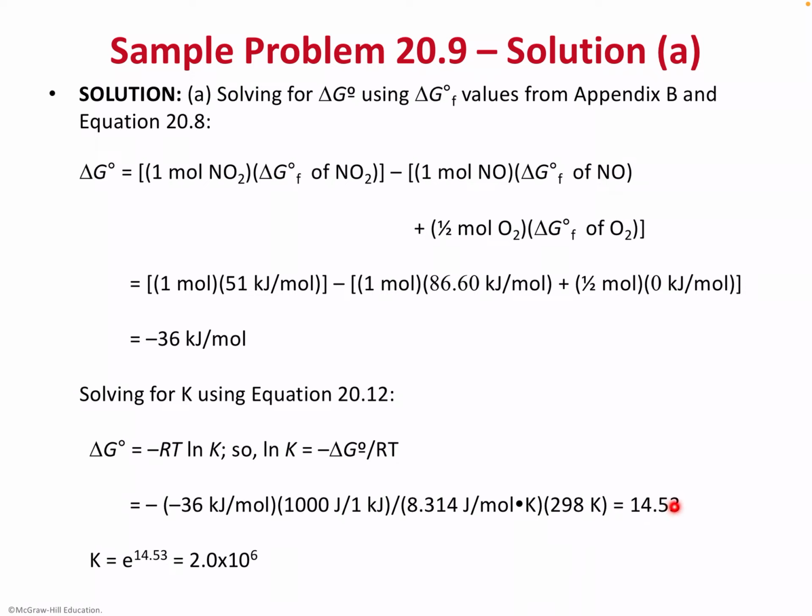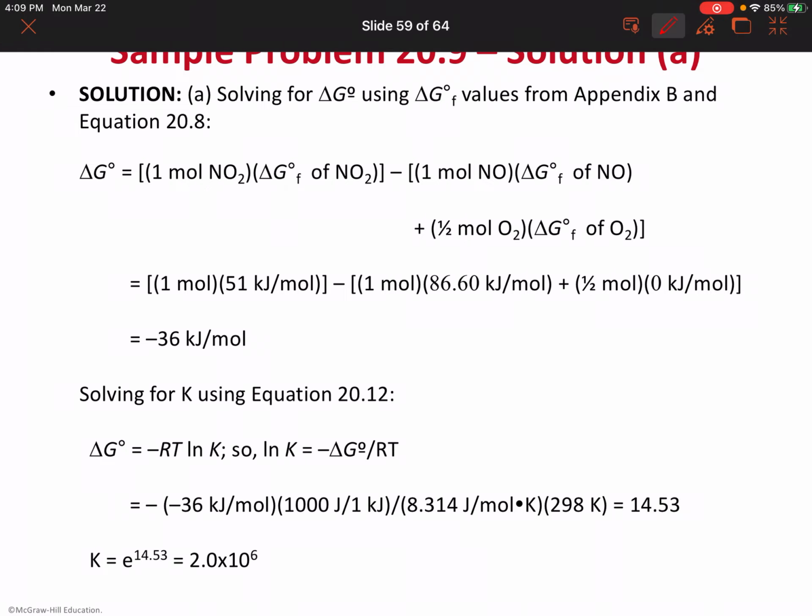So 14.53, that is ln K. ln K is 14.53. So the K would be e to the 14.53, 2.0 times 10 to the 6. So that is how you would calculate K, the equilibrium constant, from the delta G naught using this equation.